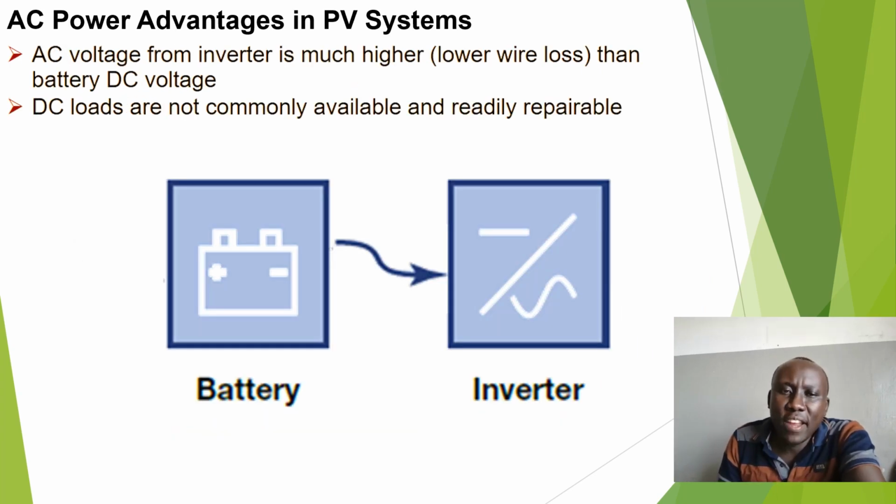There is an advantage of AC in a PV system. One such advantage is that the AC voltage is not lost much in the cables compared to DC. When you have DC, you will have high losses, but with AC, you are going to have less losses. And also, we don't have many DC loads. Most of the loads we have are already in AC. So AC will serve you better than DC.